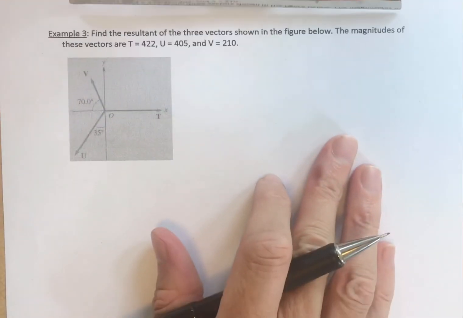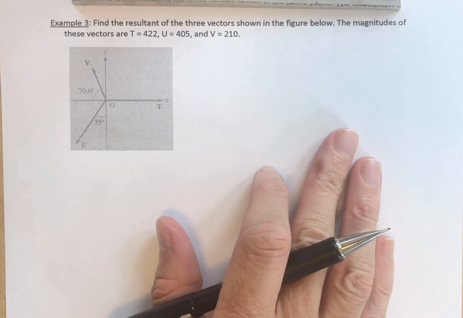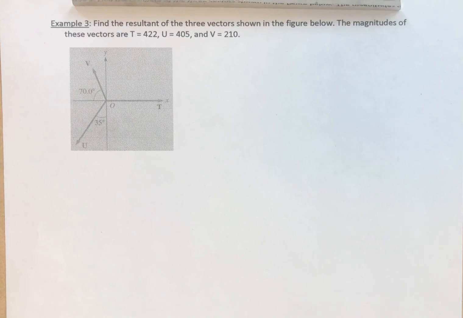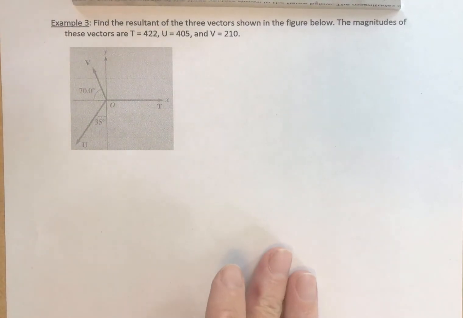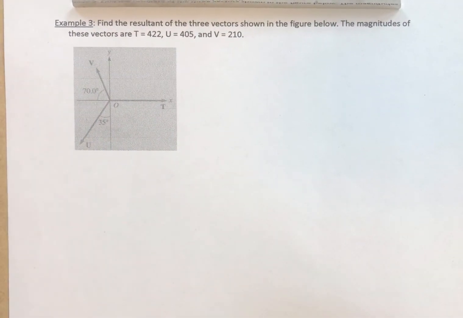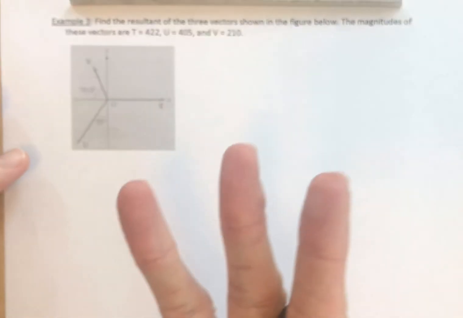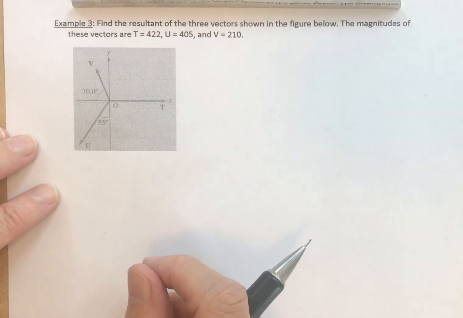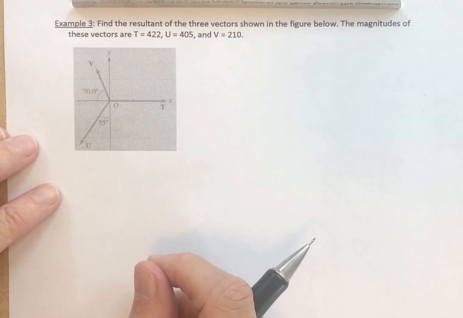Okay, one more example, so stay with me. In this case we're going to have 3 vectors. And I might just cut this short and let you finish it up, because you probably have the pattern down at this point. Okay, example 3. We've got 3 vectors in this case. So we're going to find the resultant vector from adding 3 vectors together.